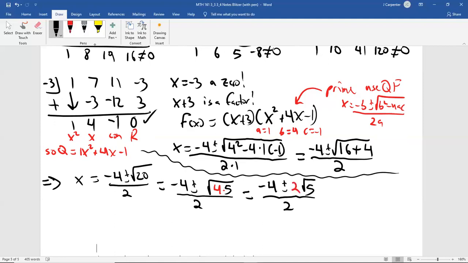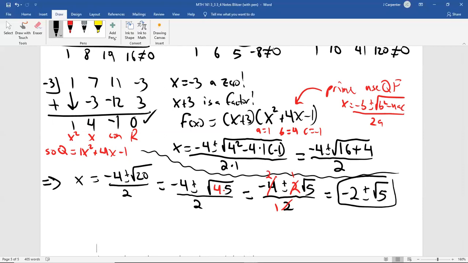And then we can reduce this. 2 goes into all of the outer factors. You can take a GCF out and then cancel, but I think a lot of us at this point just tend to do it this way. We cancel it everywhere. 2 goes into 4 twice, 2 goes into 2 once, and 2 goes into 2 once. If the denominator is 1, we don't need to write the denominator. So this is just -2 plus or minus square root of 5.